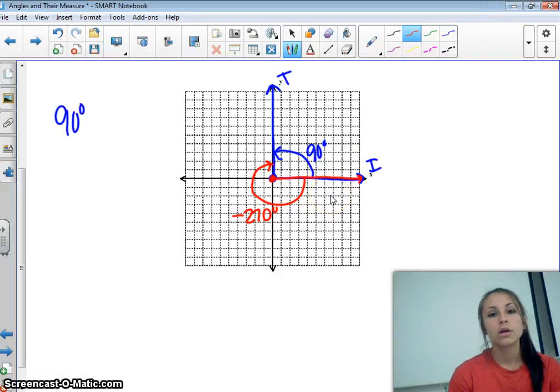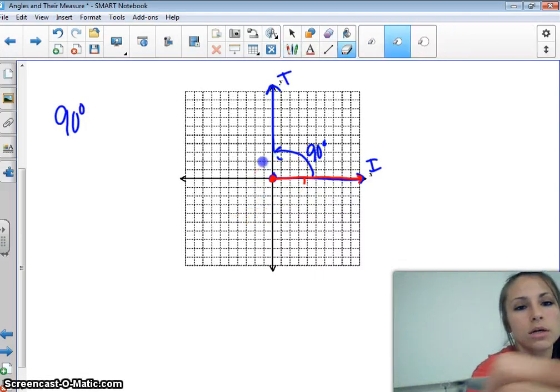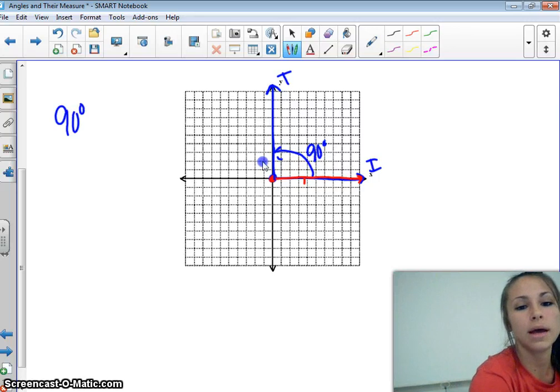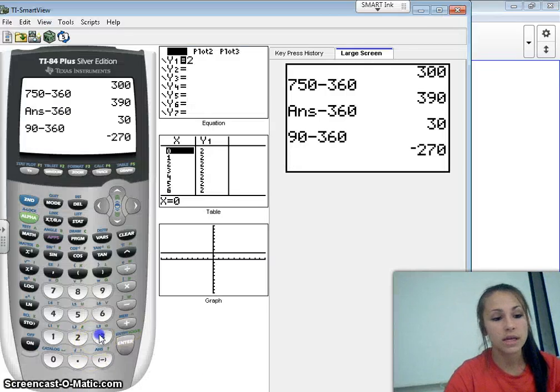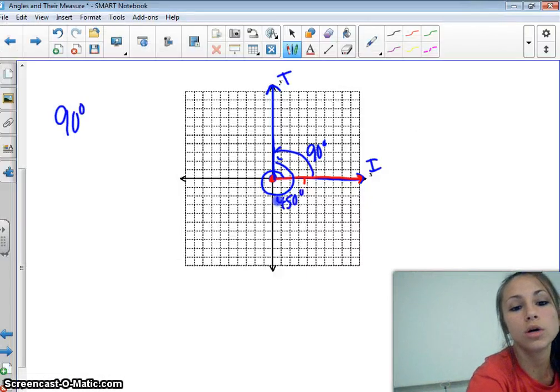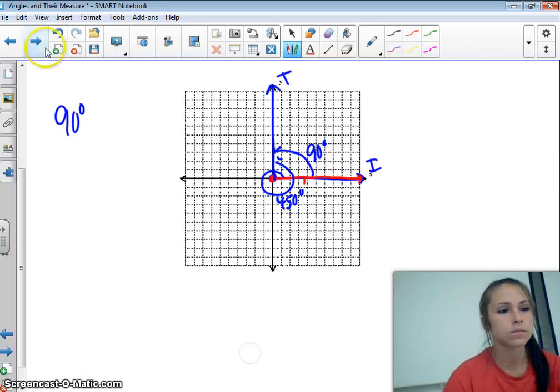Now, another coterminal angle to 90 degrees. Let's erase this negative 270 here. Another coterminal angle to 90 degrees would be an angle that I would get by rotating all the way around and then 90 more degrees. And so the way I would find the measure of that angle is by taking 360 and adding 90. And so that would be 450. So 450 would also be coterminal because it has the same initial and terminal side. They have different measures, but they represent the same angle.